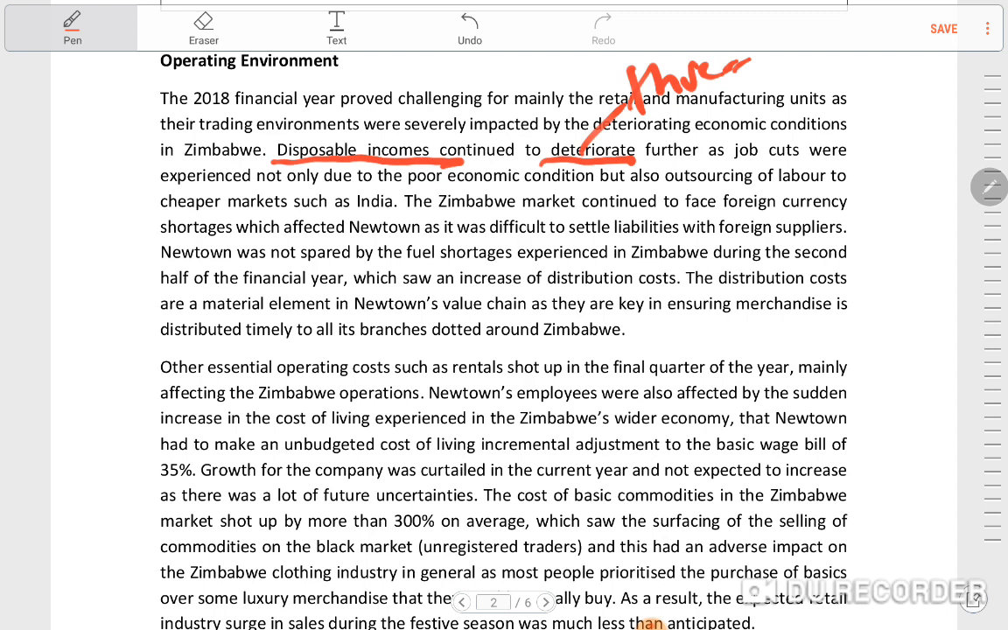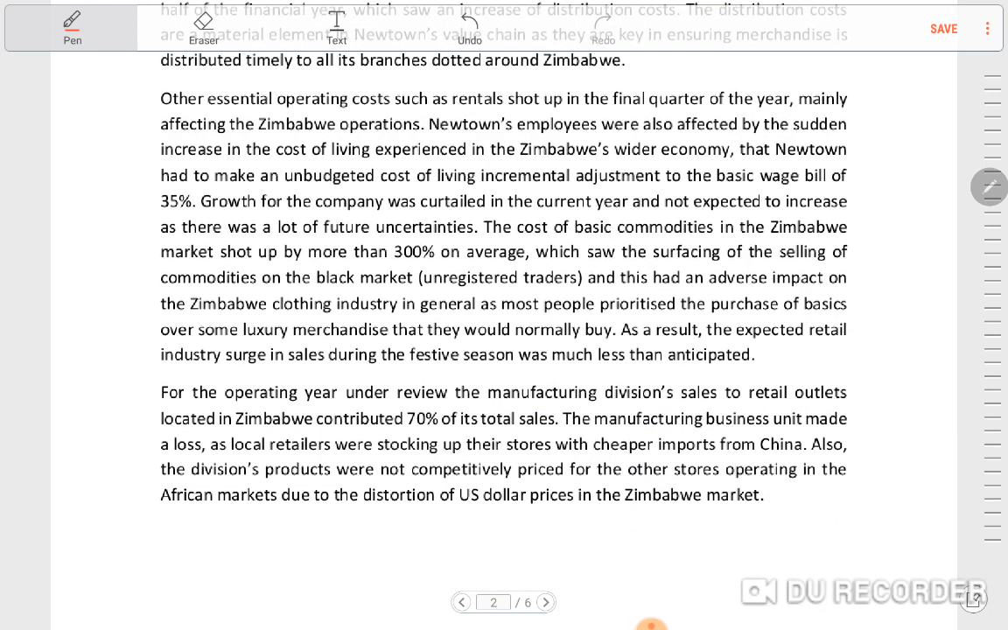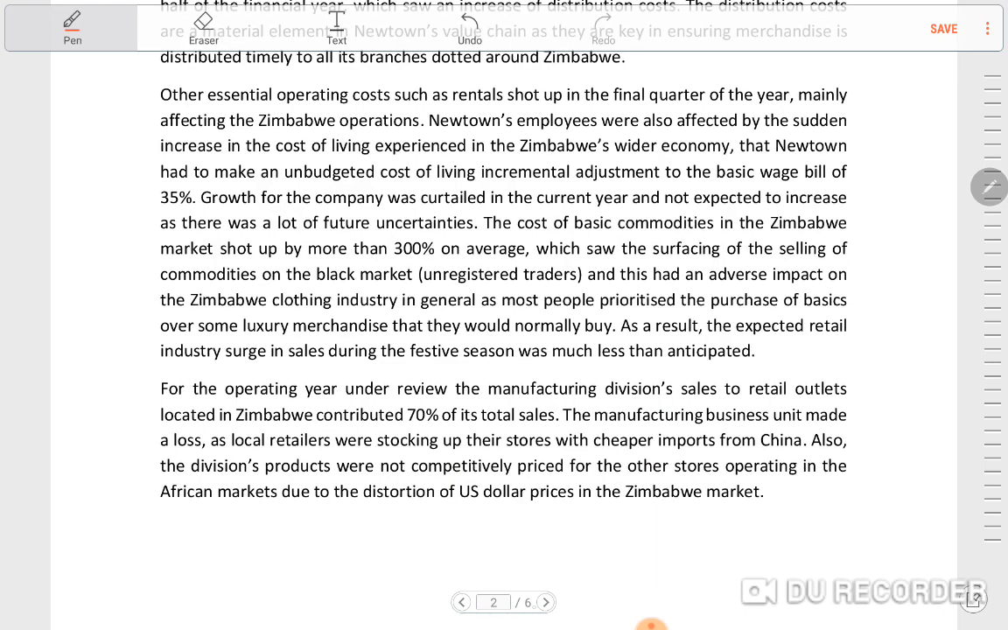So I picked the trigger, deteriorating disposable income. The threat going forward, what could go wrong? Reduced demand for our products. I'll move on with our scenario.